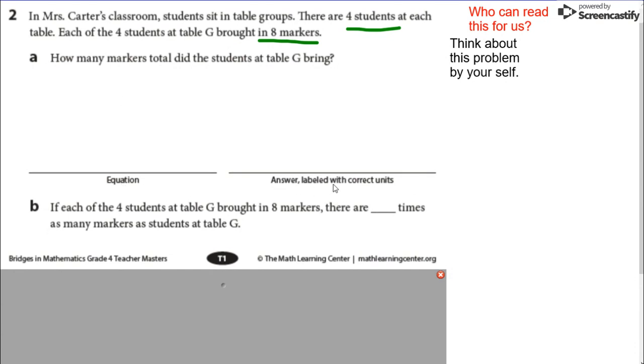labeled with correct units. This is also something really important to point out, labeled with the correct units, because that's going to come back many, many times. And they should start to get in the habit of this. And this particular question is good to focus on because this is the multiplicative comparison that they're asking them to solve.